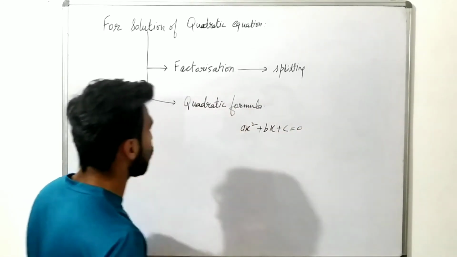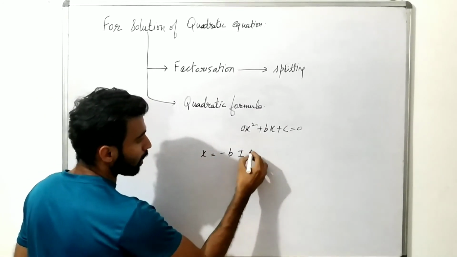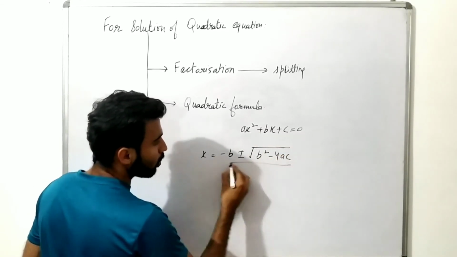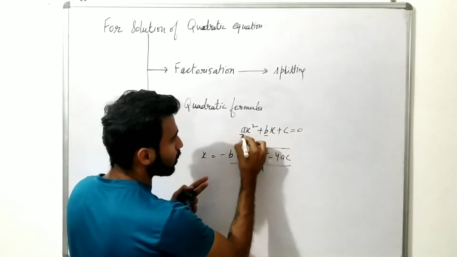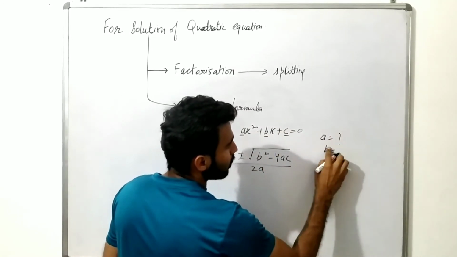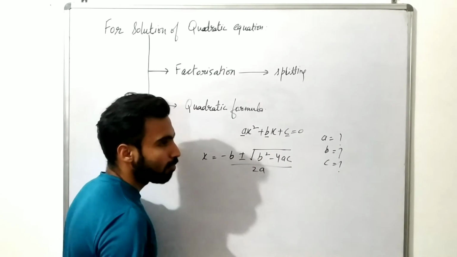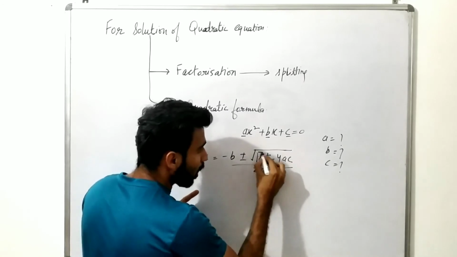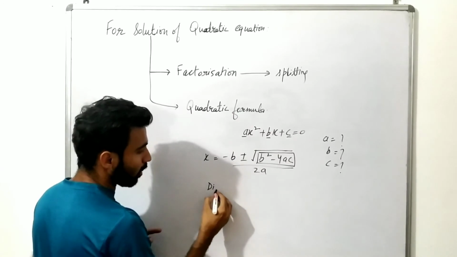Now in the quadratic formula, the actual formula is x is equal to minus b plus minus under root b square minus 4ac over 2a. Now what are these a, b, c? These are actually these coefficients here. First you have to find the values of a, b and c here, and just simply substitute in this formula. That easy. Now the first thing you have to know is that this b square minus 4ac value, what is this actually?